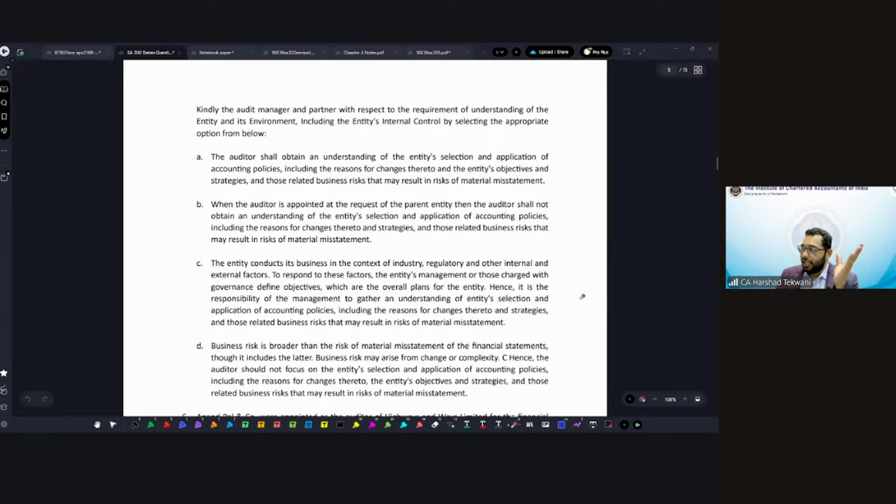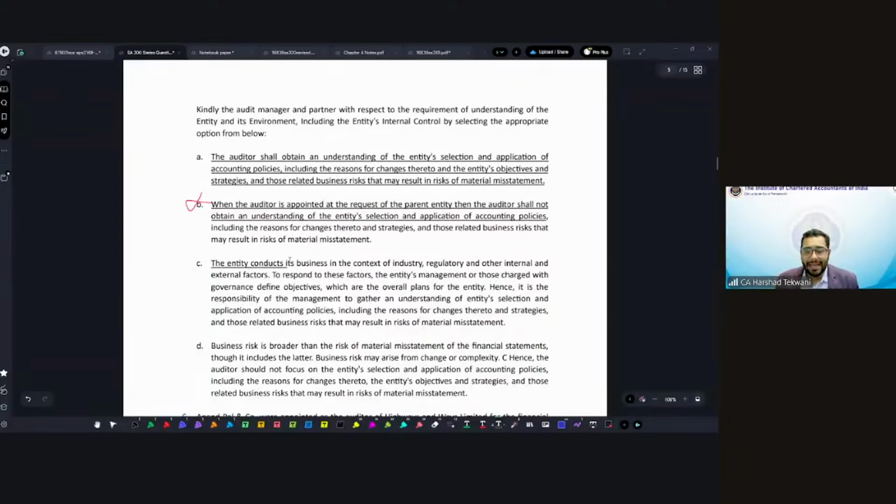Okay. So let's read the options and then we'll select one. Option A. The auditor shall obtain an understanding of the entity's selection and application of accounting policies, including the reasons for the change thereto and the entity's objective and the strategies related to the businesses that may result in the risk of material misstatement. That we discussed, the main point. Let's see the B, C, and D and what it includes. When the auditor is appointed at the request of the parent entity, then the auditor shall not obtain an understanding of the entity's selection and application of accounting policies. No, that is incorrect. We just now discussed. So that is incorrect.